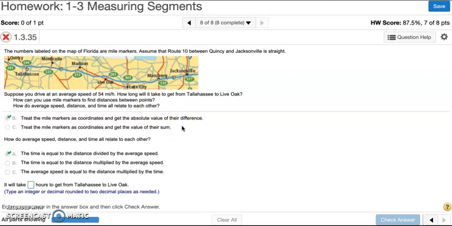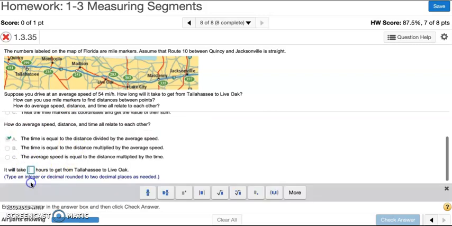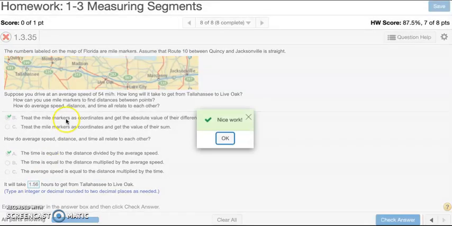So to find the distance, we subtract the 2 mile markers from Tallahassee to Live Oak. Tallahassee is 199 and Live Oak is 283. So subtract 283 by 199 and you get 84 when you subtract them. So now that we got the distance, we divide that by 54. So that gives us 1.5 repeating. It says rounded 2 decimal places, so that would be 1.56. And that's the answer for number 8.